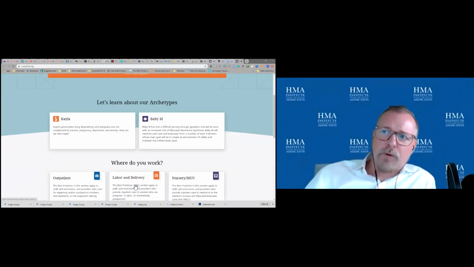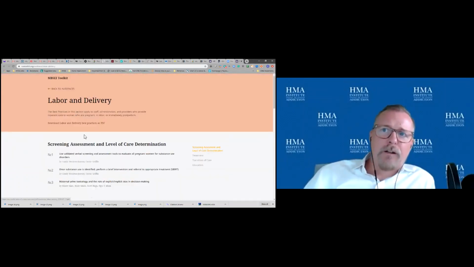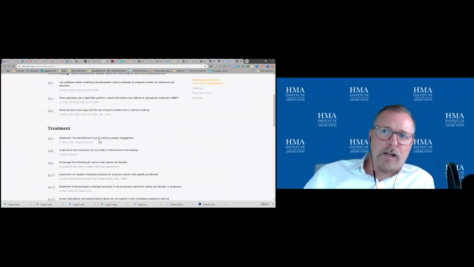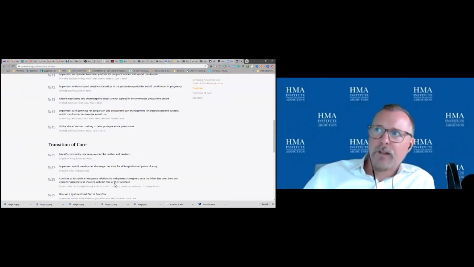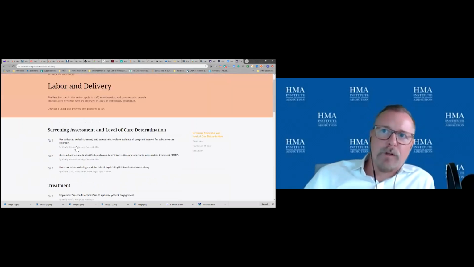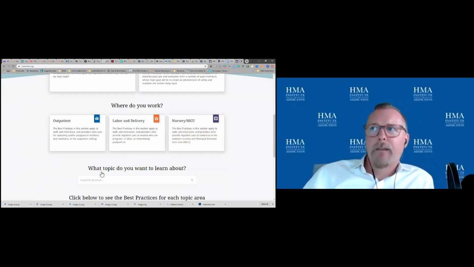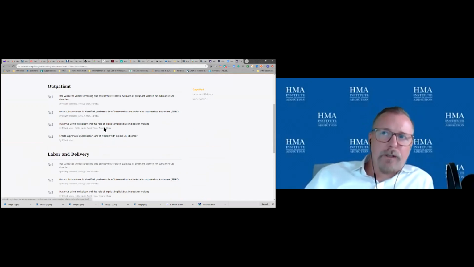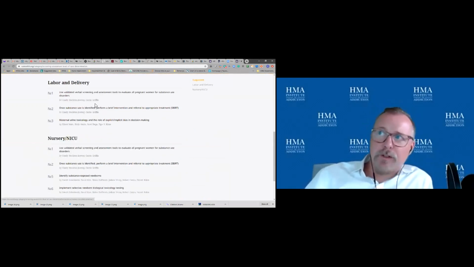Let's say you work in labor and delivery. It'll take you here, and it'll talk about the best practices for screening and assessment level care determination. Here are the best practices for treatment. Here are the best practices for transitions of care. And here's the education that you should be providing. If we go back to audiences and we want to look at it a different way, and you just want to look at screening, then we can go into all of the screening pathways for outpatient, and it's still broken into labor and delivery and NICU. So you can still look at the ones where it is, but you can see the other ones as well.